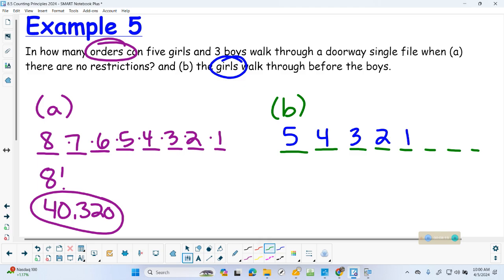Okay, boys. Now the boys are walking through. How many total boys to pick from? 3. I should have picked a different color than green. And now, 2, 1. So you're going to multiply that, or of course an efficient way in your calculator, the blue is 5 factorial times 3 factorial. However you want to punch it in, you do you. I don't care. What's your final answer?